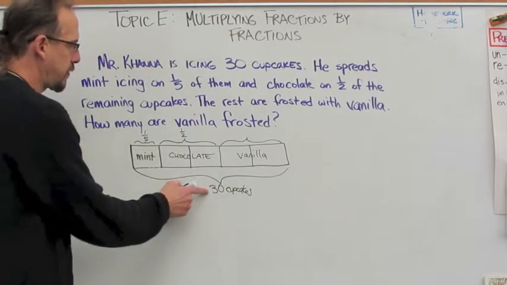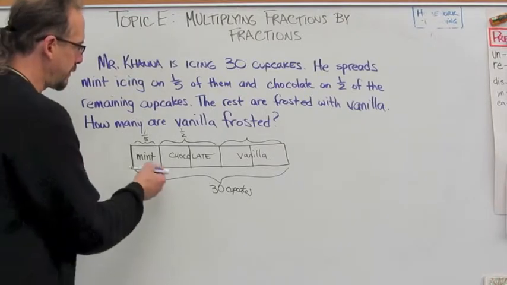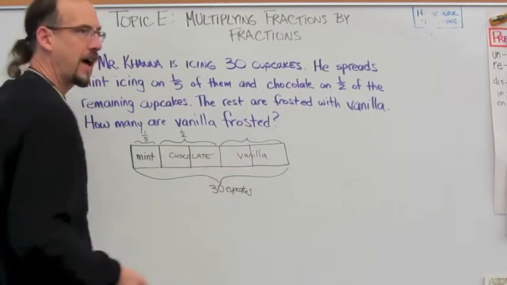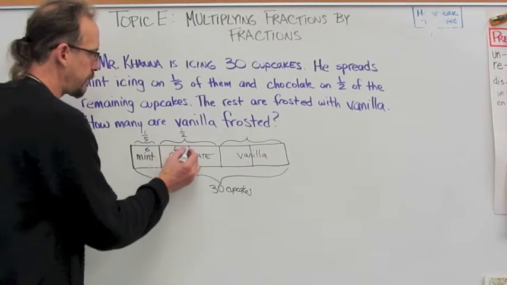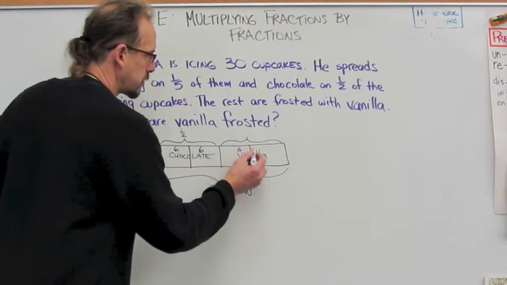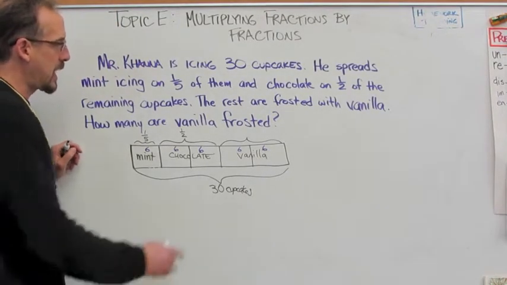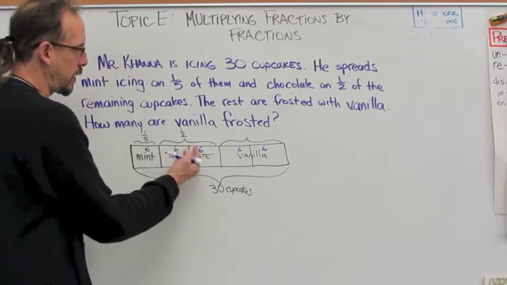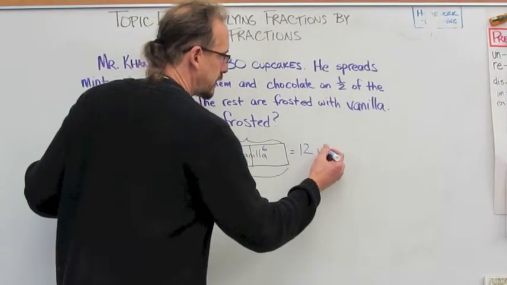So we're going to take 30 and we're going to do like we did in the last topic. I'm going to figure out 1, 2, 3, 4, there's 5 parts, so there must be 6 of them in each one of the parts. Like so. And then there must be 12 chocolate and 6 plus 6, 12 vanilla.